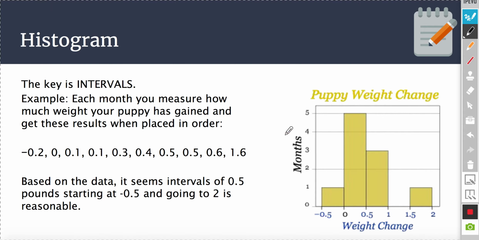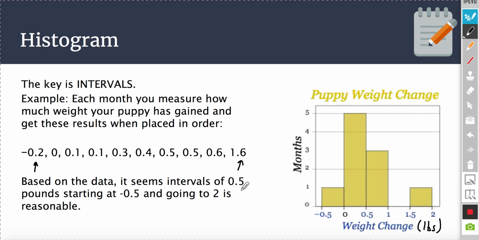Here's an example of another histogram. Let's say each month you measure how much weight your puppy has gained or lost, and get these results when you place them in order. That's how many pounds. I should make that more clear down on my chart here. In pounds. How many pounds your dog has gained or lost each month you measure them. All right. And based on this data, it seems like, just looking at this, we're going from negative 0.2, so that's going to be the lower boundary. That's our lower boundary, up to 1.6.